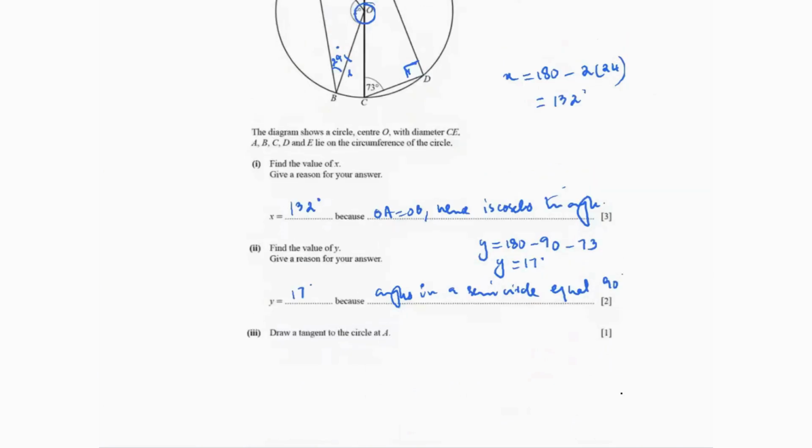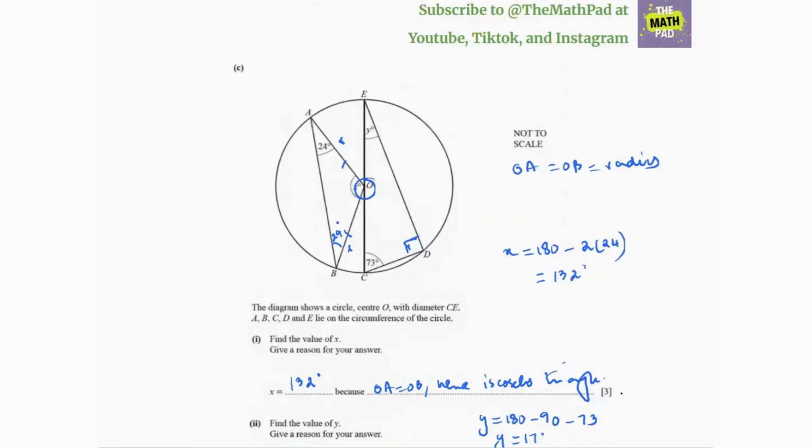Then draw a tangent to the circle at A. So you'll just use a ruler to draw a straight line that's tangent at A, like this.